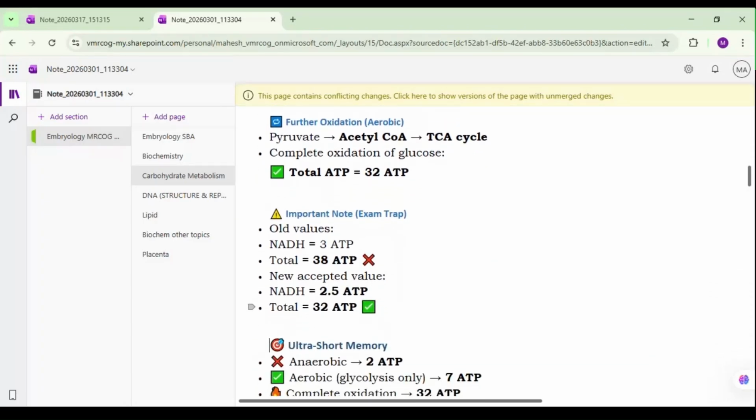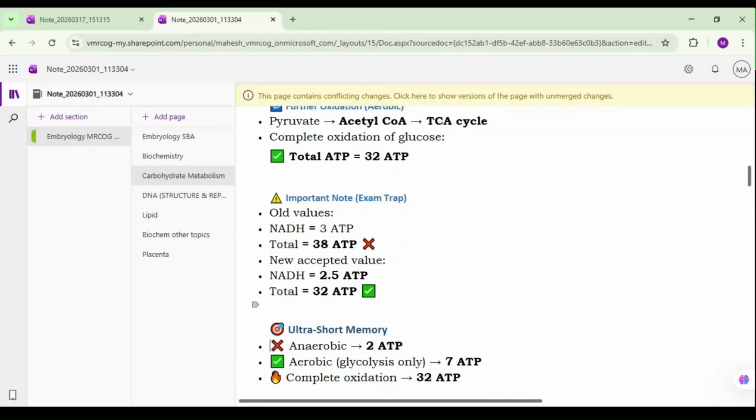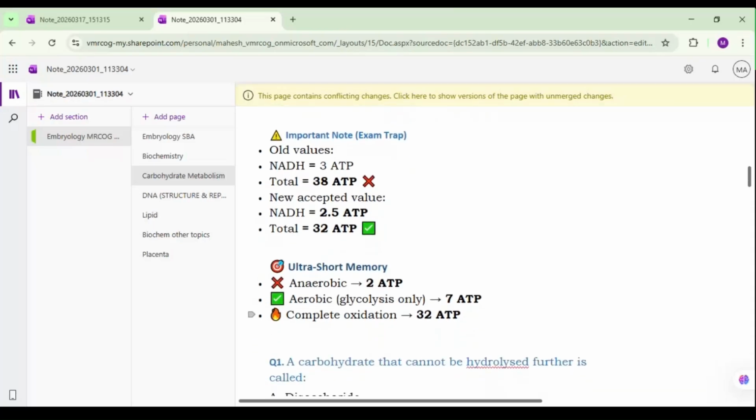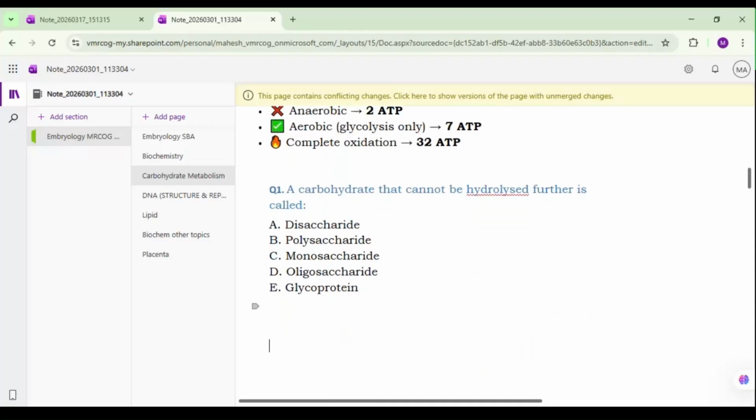So the old value of NADH was equal to 3, so there were 38 ATPs, but the new accepted value of NADH is 2.5 ATPs. So the total is 32 ATP. This is also asked in the SBA. So you may have an odd answer also sometimes. If 32 is not there, then you can select 38 also. But look whether you are dealing with only glycolysis or glycolysis plus TCA, and whether you are dealing with aerobic or anaerobic conditions, and then select the answer appropriately. So under anaerobic conditions 2 ATP, aerobic conditions 7 ATP from glycolysis only, but the complete oxidation will produce 32 ATPs.